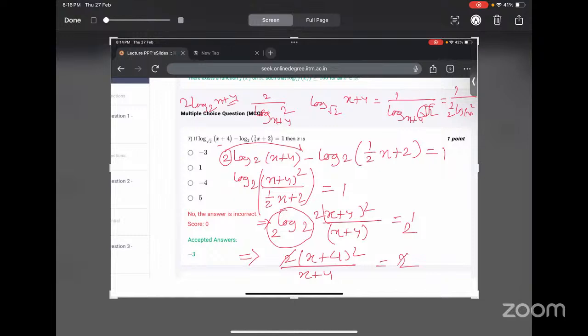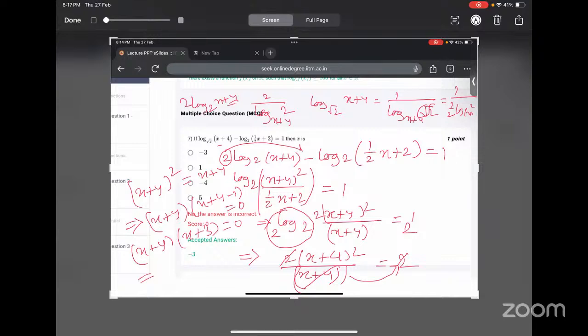And this 2 will cancel out. X plus 4 will not cancel out. So we can then rewrite it as x plus 4 whole square equals x plus 4, right? We are just multiplying this over here. Then we can take x plus 4 as common, and we will get x plus 4 minus 1 equals 0. That means x plus 4 and x plus 3 equals 0. That means we will get the roots as minus 3 or minus 4, right?